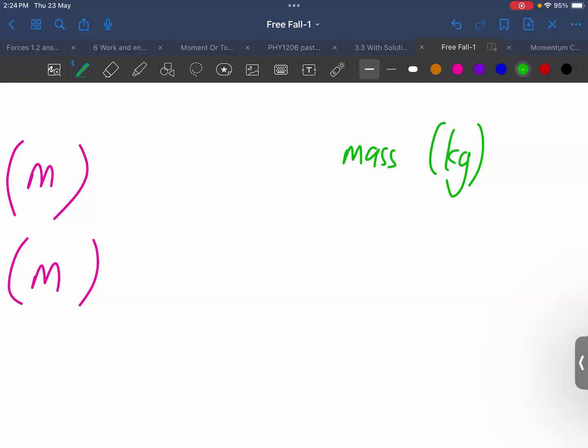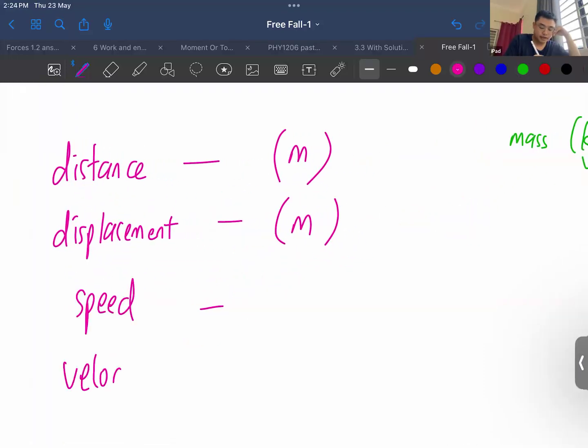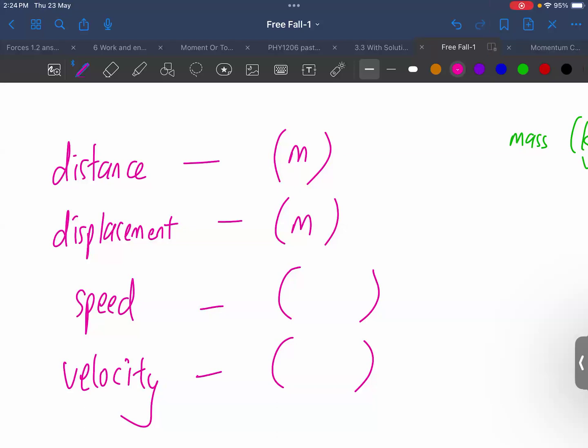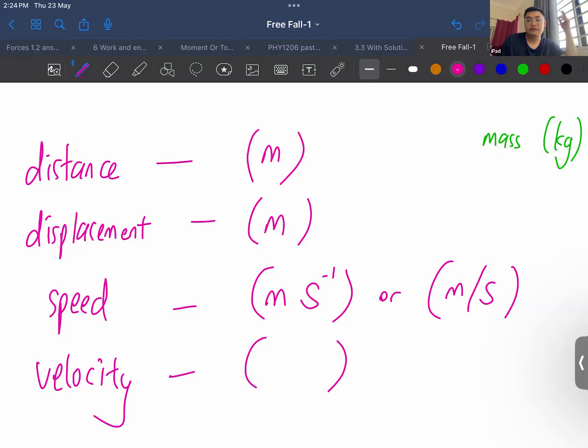Now let me ask you, can you give me the unit for speed and velocity? Speed is meter per second. How do I write down meter per second? There are two methods actually. One is m s to the power of minus 1. Another is m/s. I am totally fine with either one.